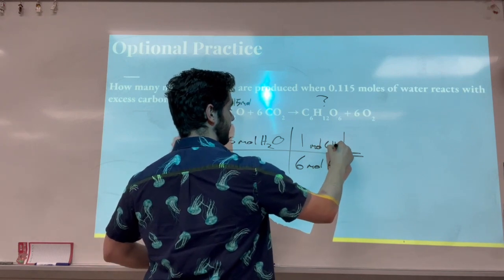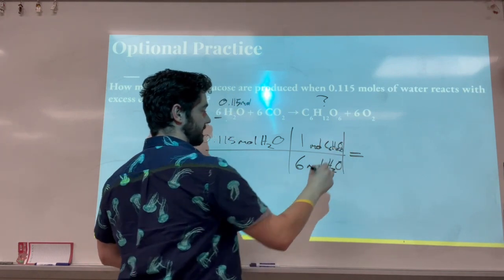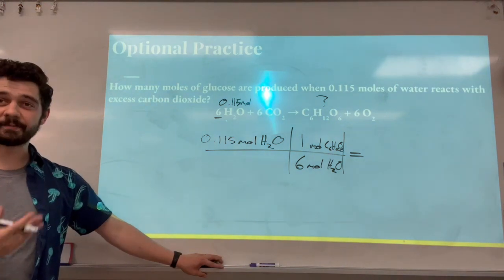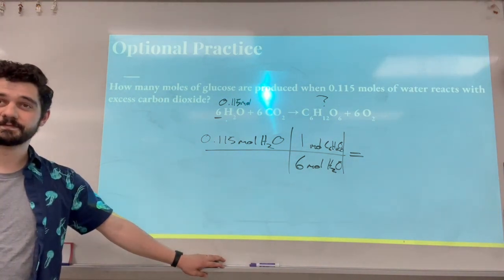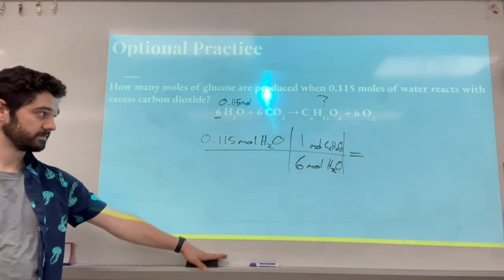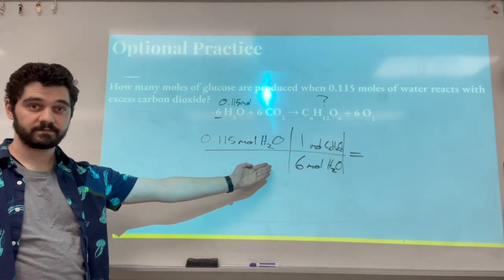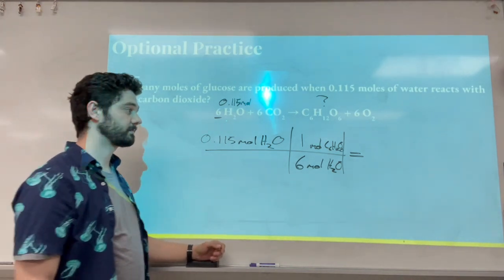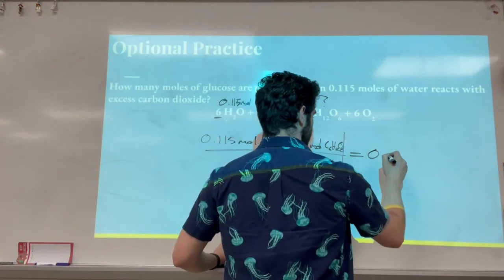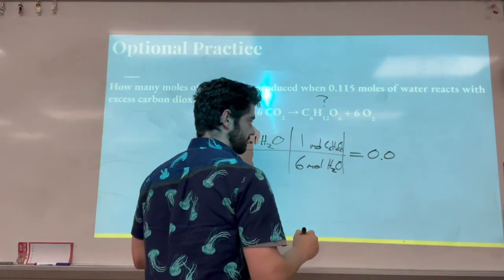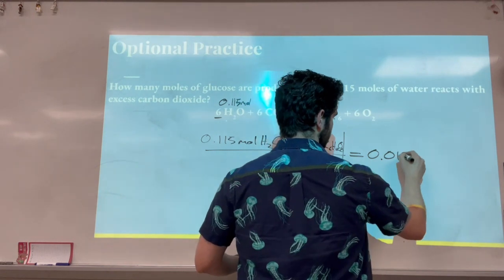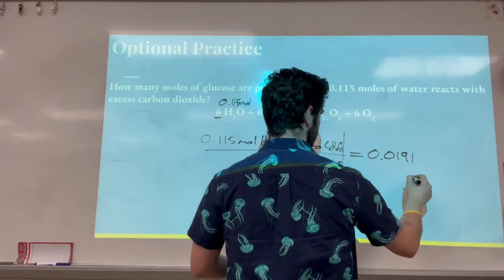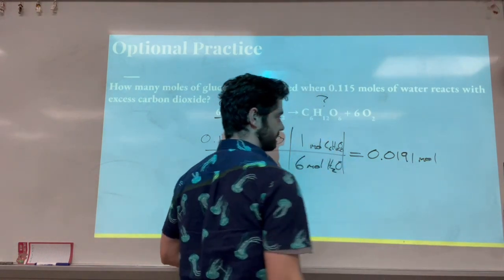Divide by 6, that's your answer, right? Yeah, that's it. 0.115 divided by 6 is equivalent to... 0.0192.